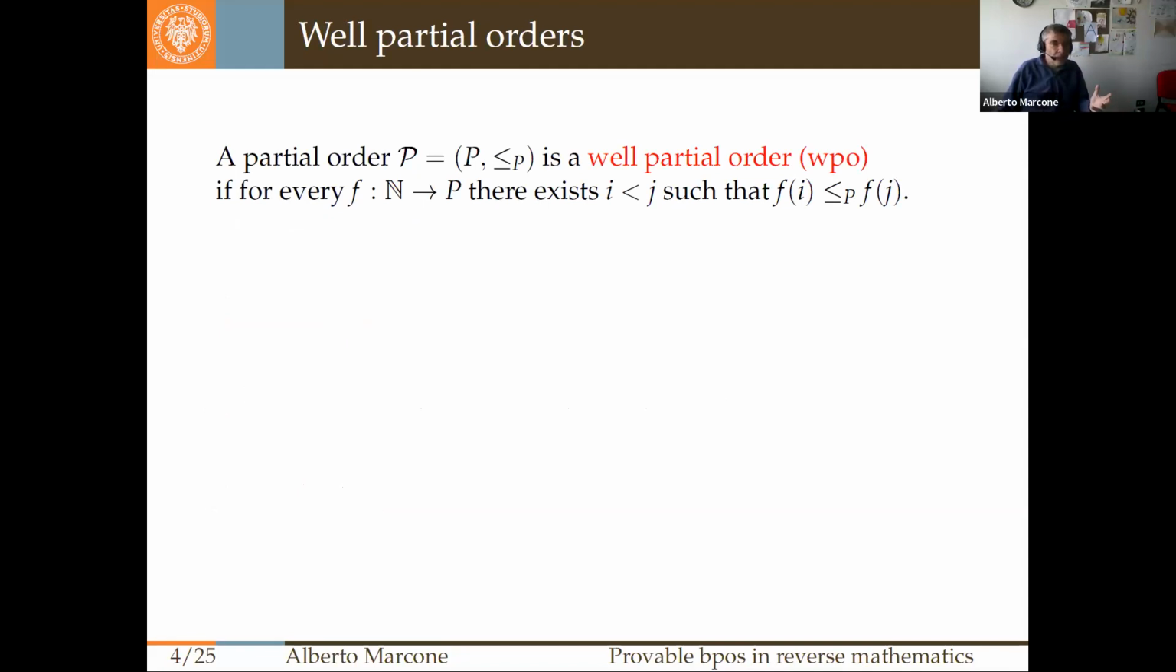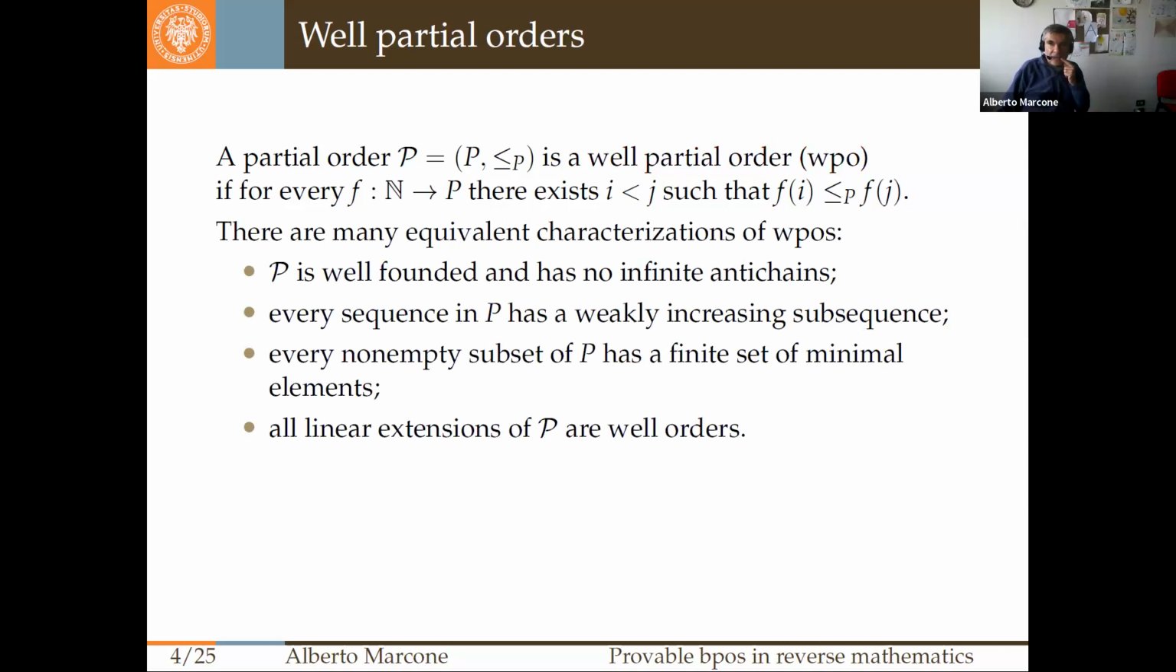This might at first look, if you have never seen it, a little bit strange, but it's actually a very important notion. This is also shown by the fact that you can characterize well partial orders in several different ways. Among the characterizations of WPOs, let me mention the following. The first one, which is usually also given as a definition, is that the partial order must be well-founded, so no infinite descending chains, but also no infinite antichains. So it must be well-founded, but also not too wide, let's say.